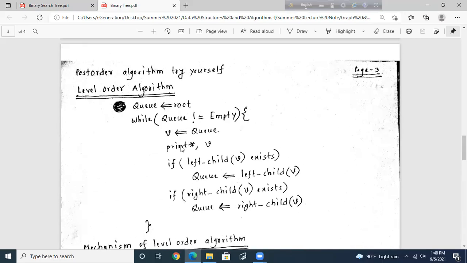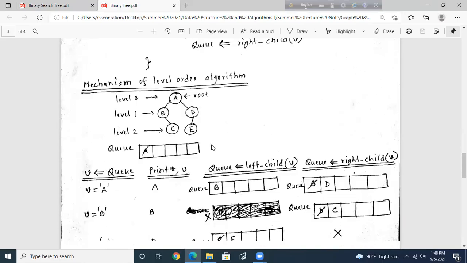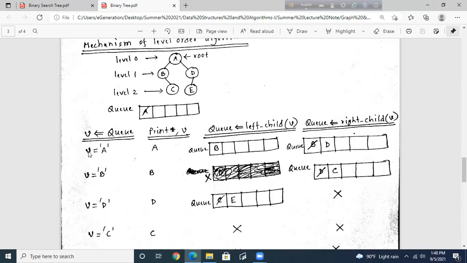Now the second line is print V. So I have printed V. What is the value of V? The value of V is A. I have printed A.